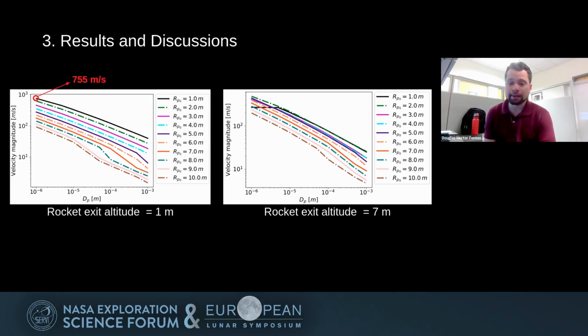Particle velocities are higher when the lander is at lower altitudes. The maximum particle velocity predicted in this study was around 750 meters per second, when the lander was at 1 meter in altitude and particle size was 1 micrometer. The maximum velocity found in this work is below the lunar escape velocity. However, ground surface, including gradients, may affect the plume flow, leading particles to high velocity regions of the plume. Particles that go to those regions would reach higher speeds than the lunar escape velocity, with greater damage potential.